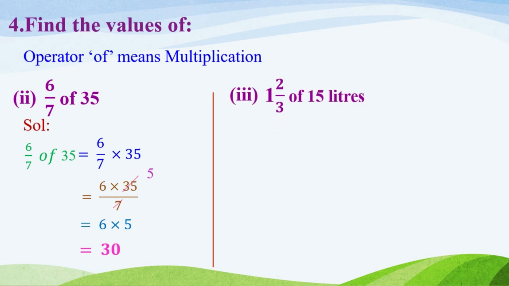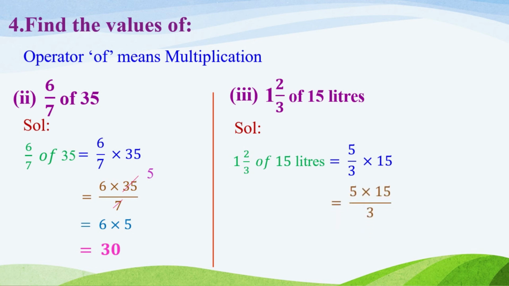Let us see third question. 1 2 by 3 of 15 liters. Let us find the solution. 1 2 by 3 of 15 liters is equal to, so the mixed fraction first convert into improper. 1 3 is 3. 3 plus 2 is 5. 5 by 3 of means multiply into 15. We get 5 by 3 into 15. It can be written as 5 into 15 by 3. Cancel the common factor. 1 3 is 3. 5 3s are 15. So remaining 5 into 5. 5 5s are 25. That means 25 liters.